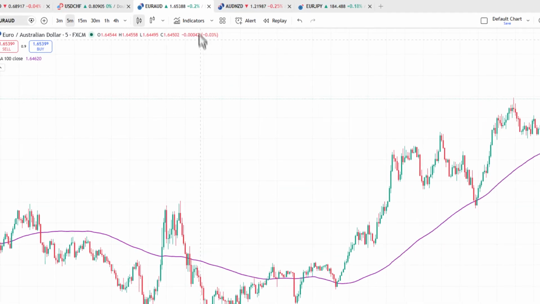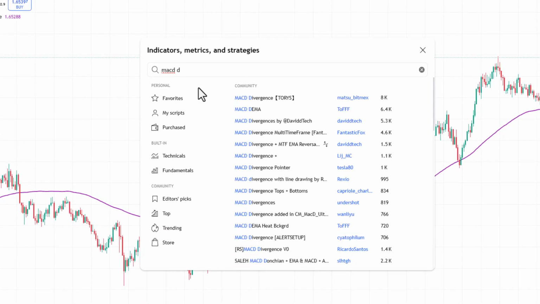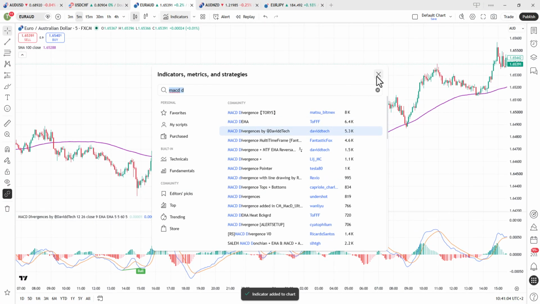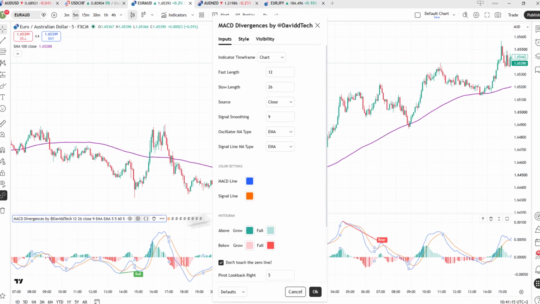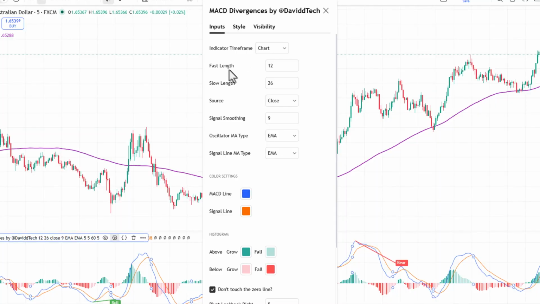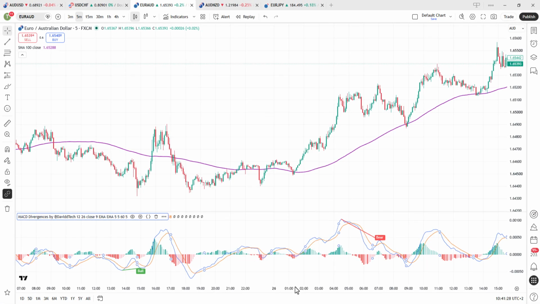In the chart, go to Indicators and do a search for the MACD divergence. And the one that we're interested in is this one here by David D. Tech. Okay, we add it. And what you see here is you have the MACD divergences indicator added. And you can actually change this however you like, but the default settings is the standard for the fast length 12, for the slow length 26, and signal smoothing 9, and everything is based on EMA. You can change it, but this part is standard.